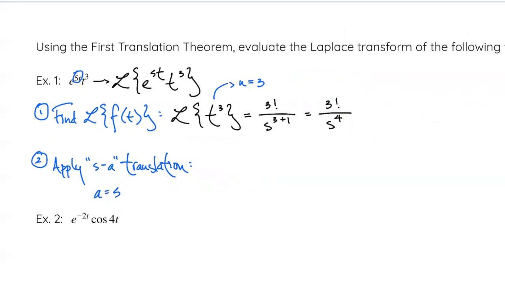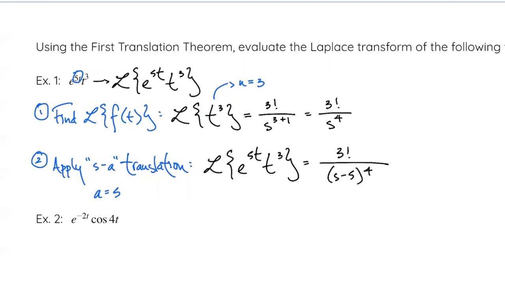Okay. So all that means is that our Laplace transform of this shift along the s-axis is going to be 3 factorial. But instead of writing s to the 4th, we're going to write s minus 5 to the 4th. Right?